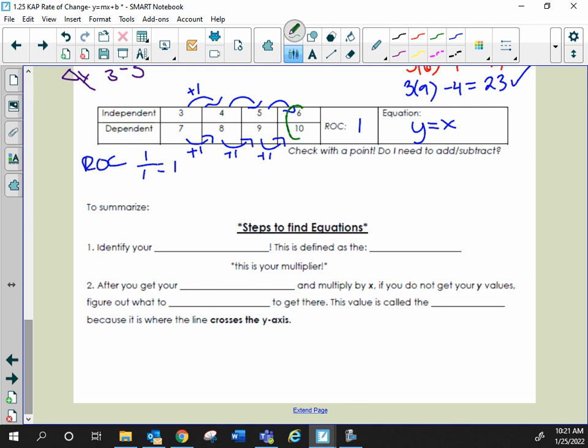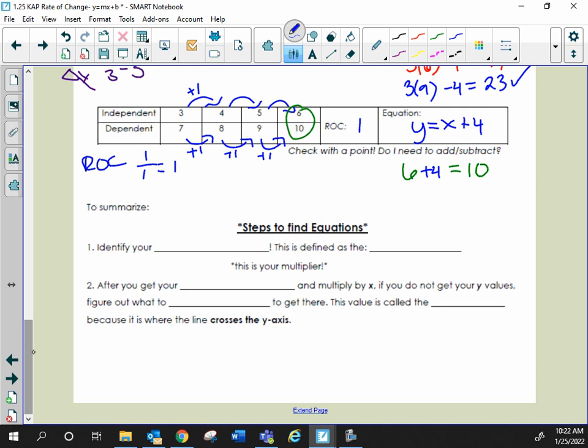So I like to plug in, okay, if I have a 6 going in, how do I get a 10 to come out? I need to add 4. So let's check that with my equation. Let's pick another point. If I put in 3, 3 plus 4 is 7. 4 plus 4 is 8. Okay, on this table, do I have my y-intercept?